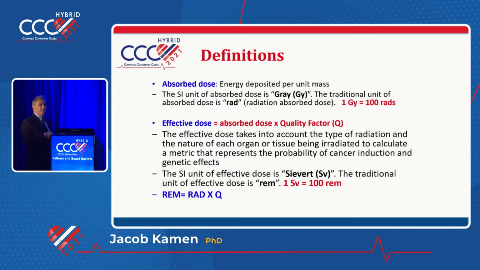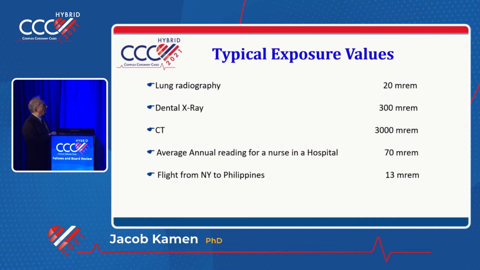The unit of effective dose is sievert. And again, 100 rem is 1 sievert, is the new unit they use. Typical exposure value, you've seen them: a chest radiography used to be 20 millirem, now is about 10 millirem with the new machine. Dental X-ray is about 300 millirem. A CT used to be 3,000, but now is about 2,000 millirem.